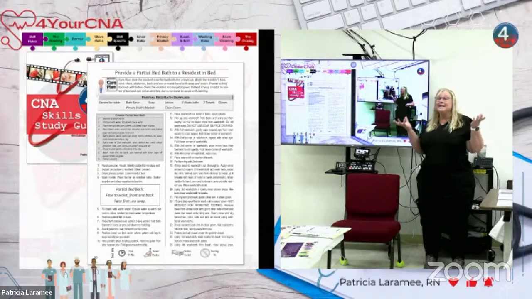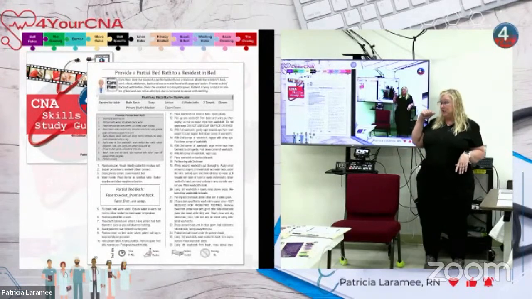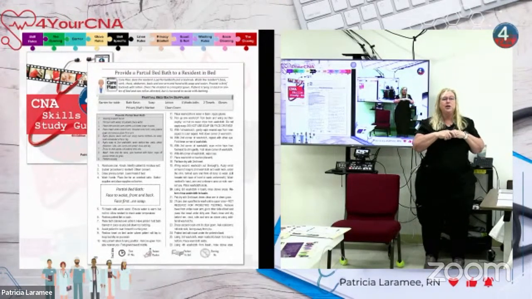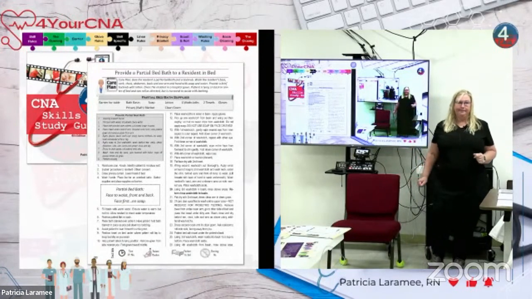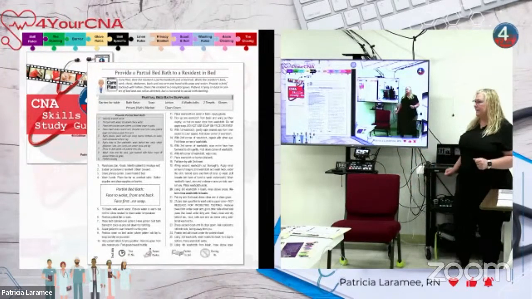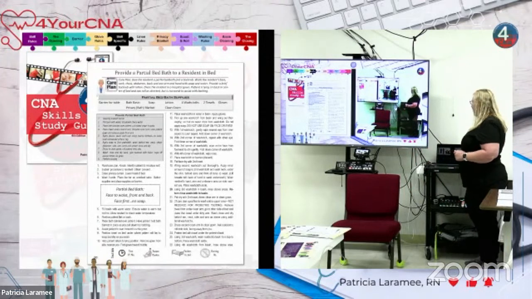So that's why it takes a team to make this system run. If you catch yourself in a situation where it's you versus the nurses, the patient is always going to lose. That's who loses in that game, the patient.